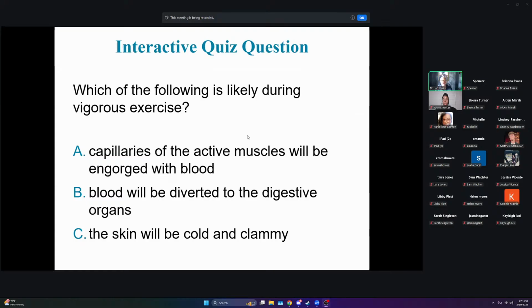Second of your quiz questions. So during vigorous exercise, what's going to happen? Will the capillaries of active muscles be engorged with blood? Will blood be rerouted and moved into the digestive type organs, or will our skin become cold and clammy? Should be a pretty easy one. All right, let's continue.